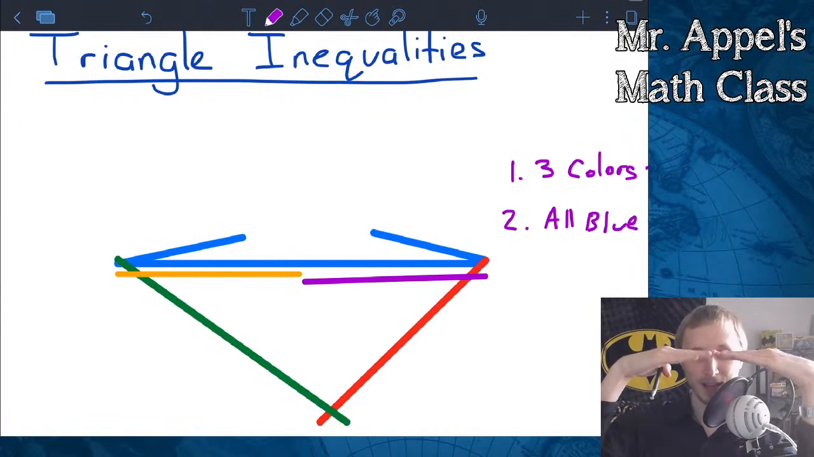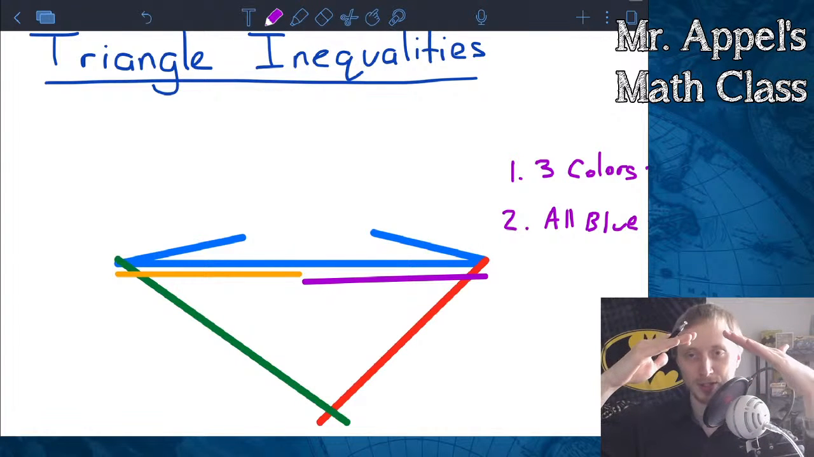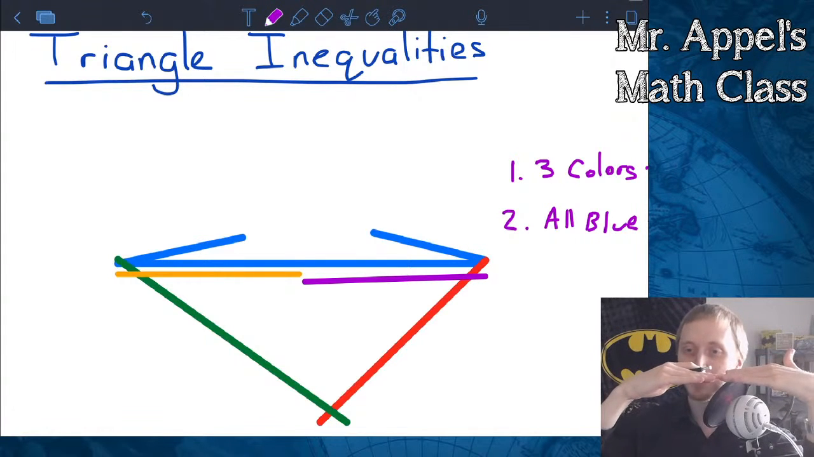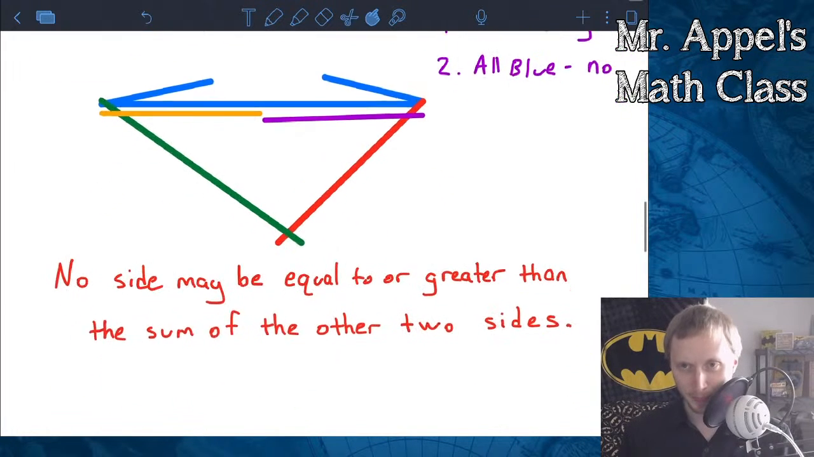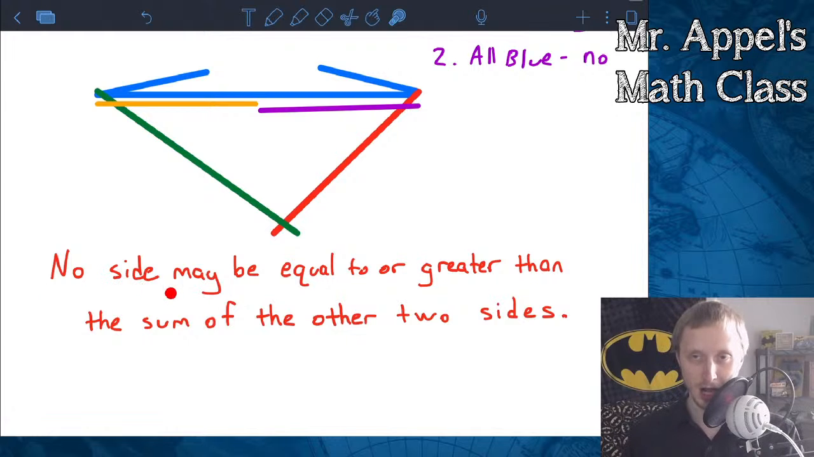If you lay the blue one down as your base and try to put the orange and the purple on top and have them fall together and meet at the middle, they would just collapse. They would still fall flat, right up against each other. You need a little bit more length in total so it can pop out and make that triangle. So I would phrase it this way. Here's the rule. If you want to build a triangle, no side may be equal to or greater than the sum of the other two sides. Right? And that's what we said.